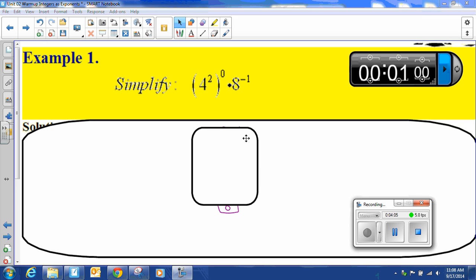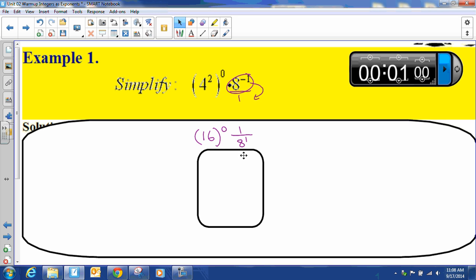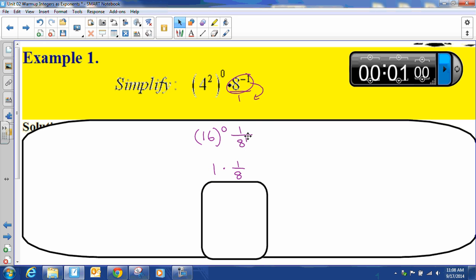Example 1. We need to use order of operations, and we'll simplify inside the parentheses first. 4 squared is 16. 8 to the negative 1st power, like we said, you want to reciprocate it, so we'll put a 1 under it, and we'll take this negative power with the base, and we'll reciprocate it and make the negative power positive. So now we have 16 to the 0, which is really just 1, and 1 times 1 over 8 is just 1/8.